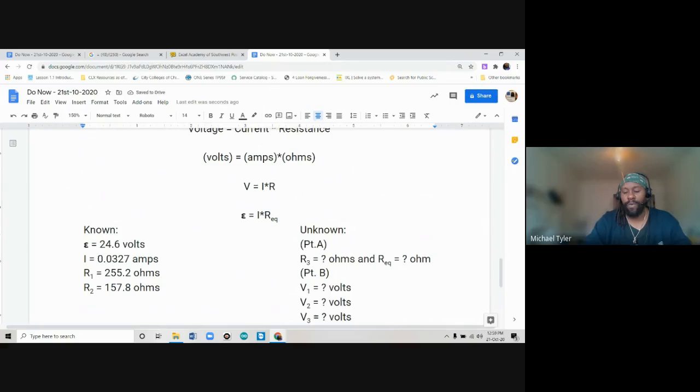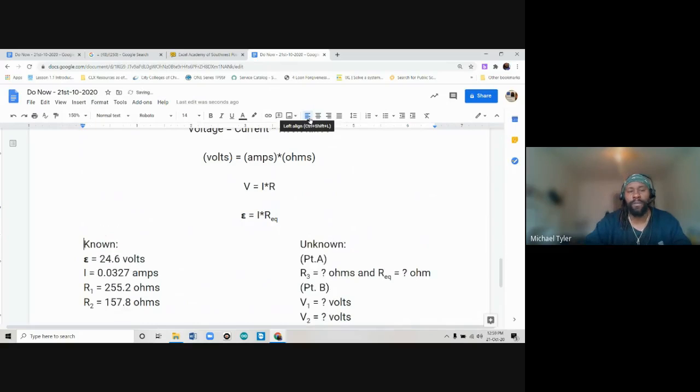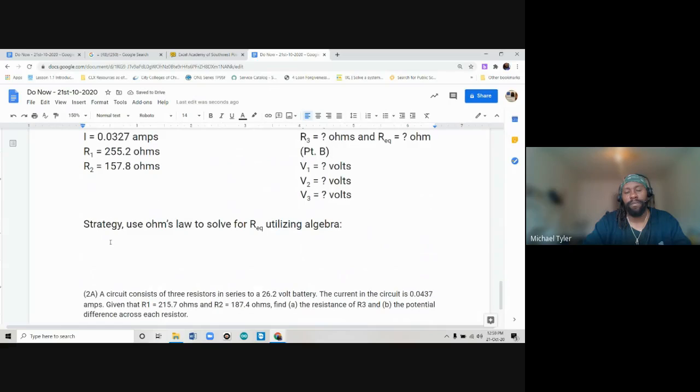All right, so now that we have that, we're going to use this equation, which is similar to the above ones, to solve for our REQ. So put that into play.